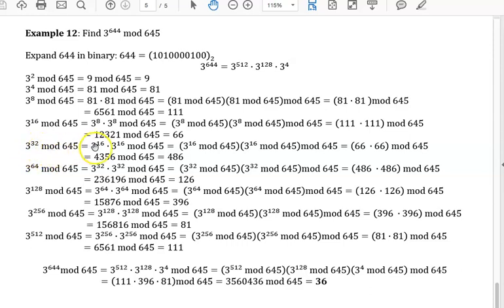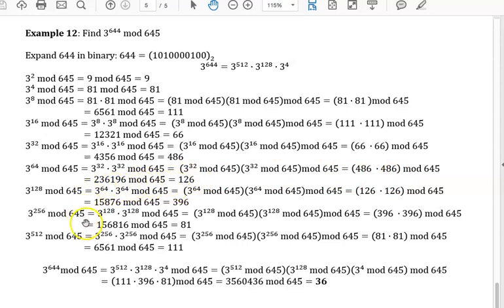So 3 to the 32: I break it up into 2 times 3 to the 16. I use that expansion formula. I know that the remainder for 3 to the 16 is 66. I multiply them together and I find the remainder is 486. And I go to 3 to the 64, break it up into 2 times 3 to the 32. I plug in that 486, I multiply it, and I find the remainder 126.